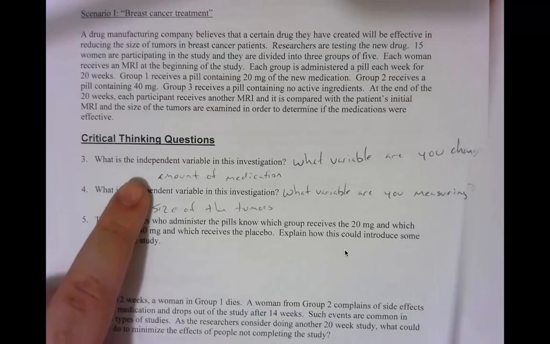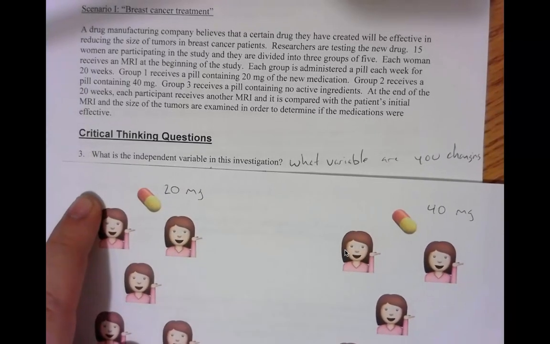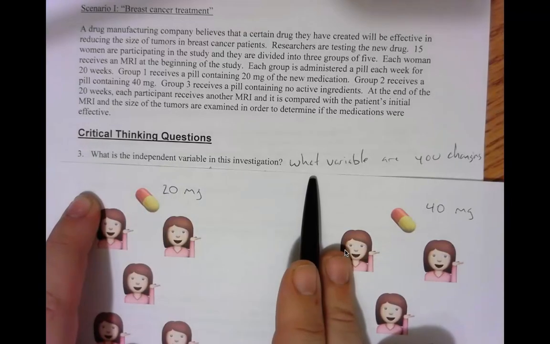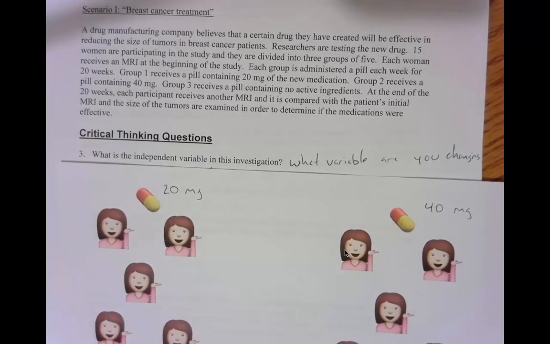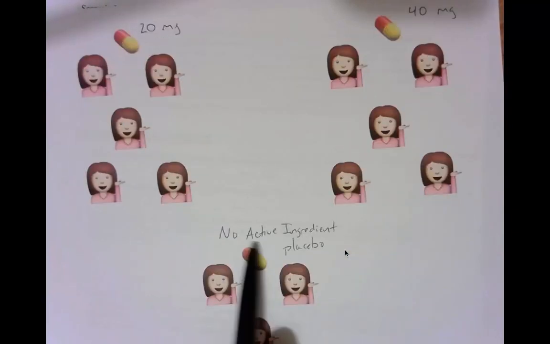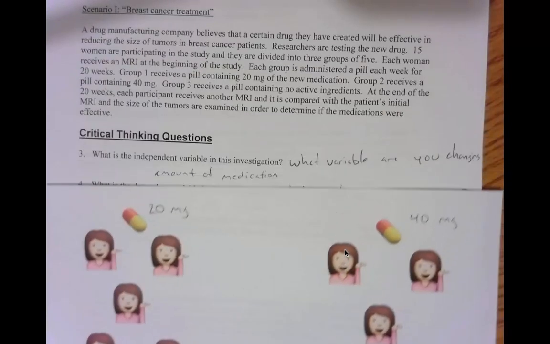So what we need to determine is the independent variable in the investigation. Again, I wrote our question down here to help us. What variable are we changing? What's the only difference when we go from group to group? If you look, it's pretty obvious. It's right on top. It's the amount of medication, or if they're taking medication.